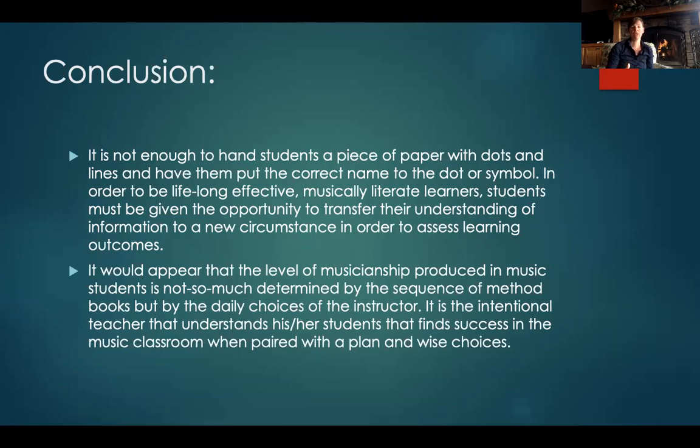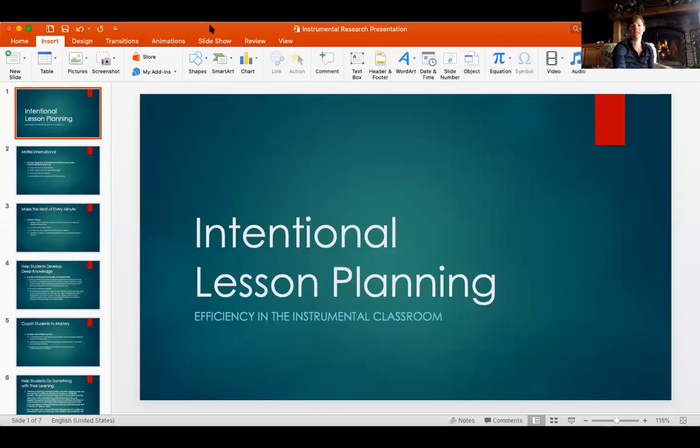It would appear that the level of musicianship produced in music students is not so much determined by the sequence of method books, but by the daily choices of the instructors. It is the intentional teacher who understands his or her students that finds success in the music classroom when paired with a plan and wise choices. So yes, have a plan. Be intentional with it. Follow these four steps to be intentional, and you can find success in your classroom. And that's the end of that.